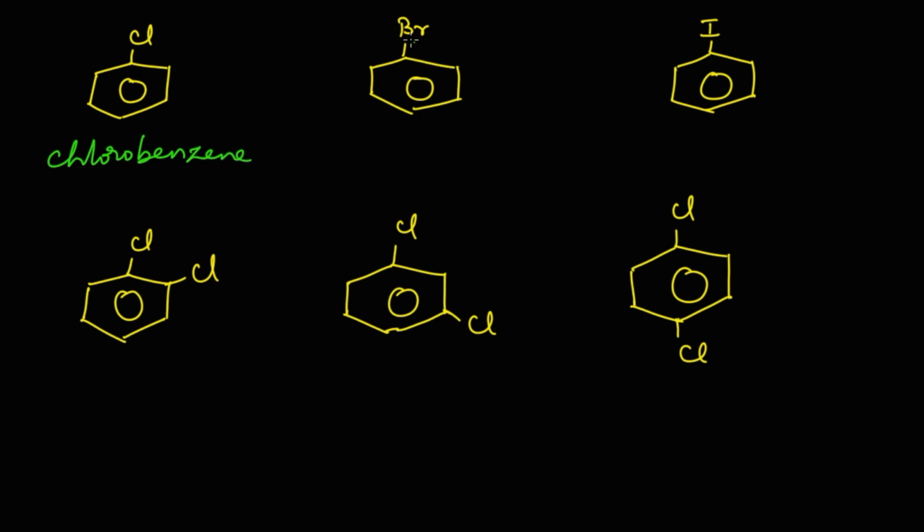In the same way, here bromine is attached to the benzene ring. So it is known as bromobenzene. And here iodine is attached. So iodobenzene. Let's come to these structures. Here two chlorines are attached.